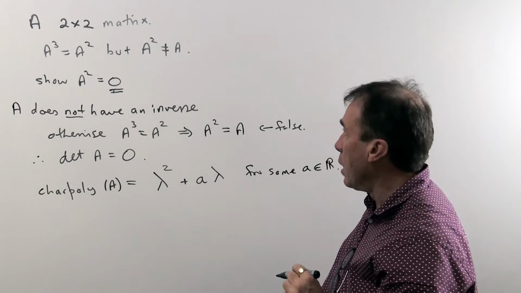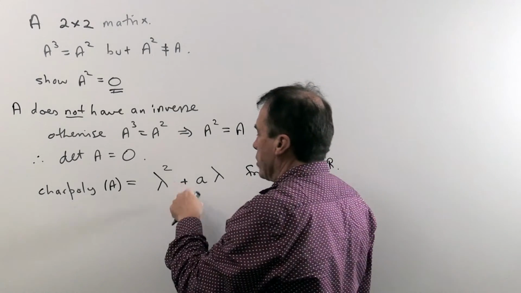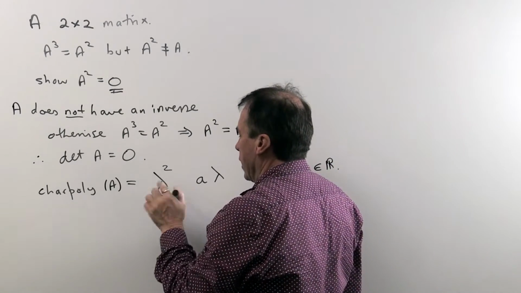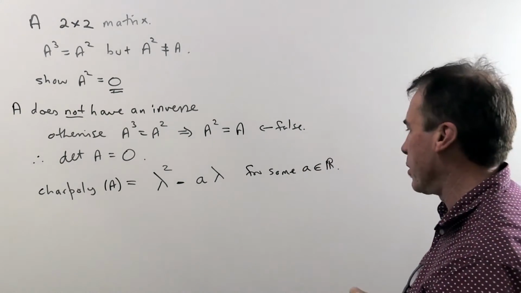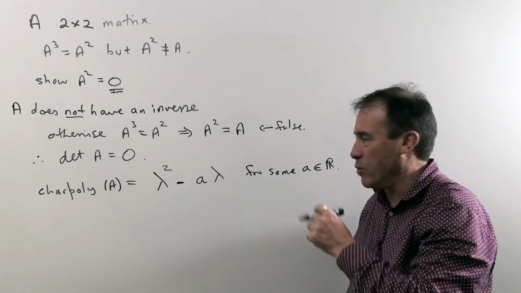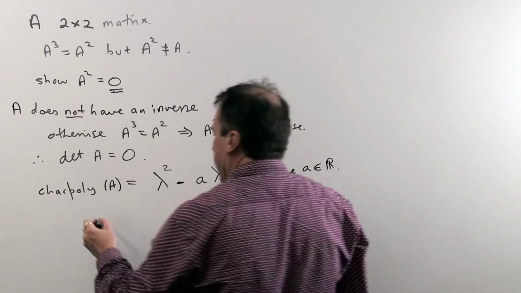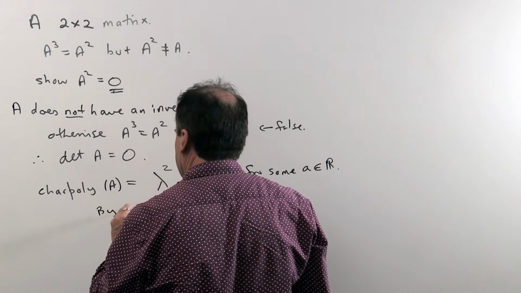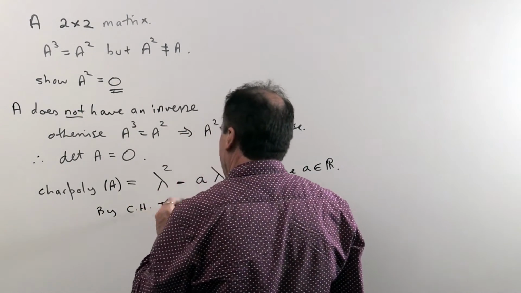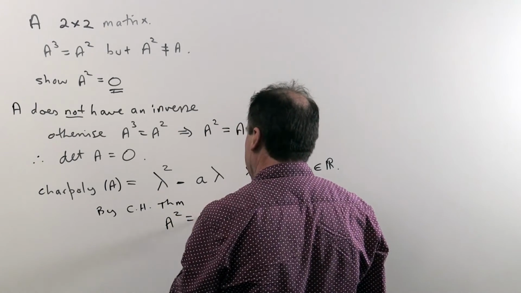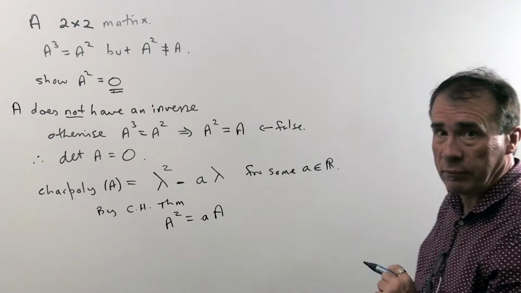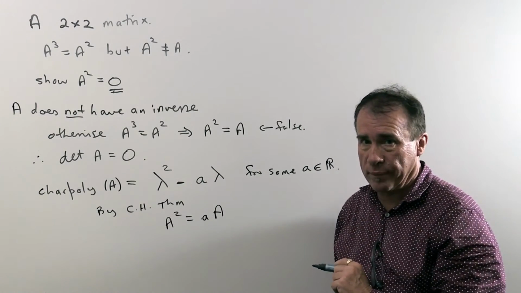Yep. In fact, I might just rewrite this because I'm going to use Cayley-Hamilton. I might just put a minus in there just to make the algebra a little bit clearer. So I'm going to put a minus a. It doesn't matter if it's a or minus a. So by the Cayley-Hamilton theorem, that tells me that A squared is equal to a times capital A. Okay, so we get to that point.